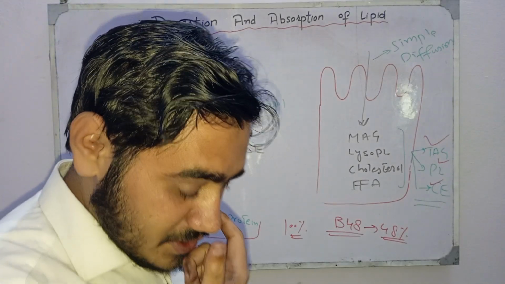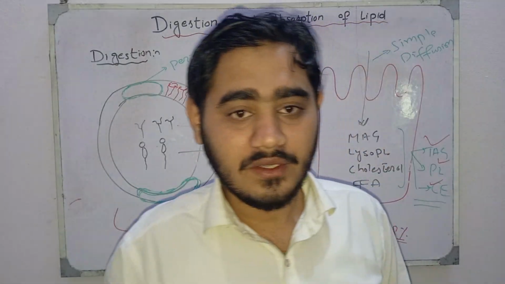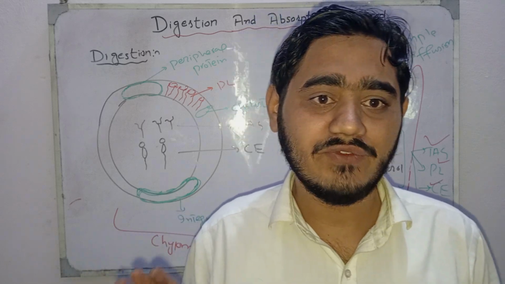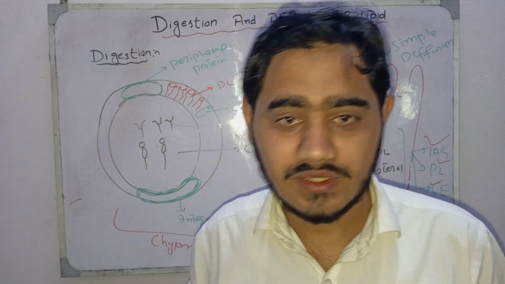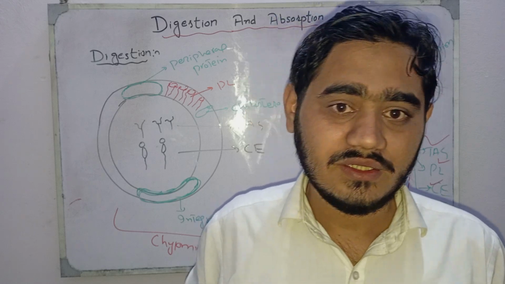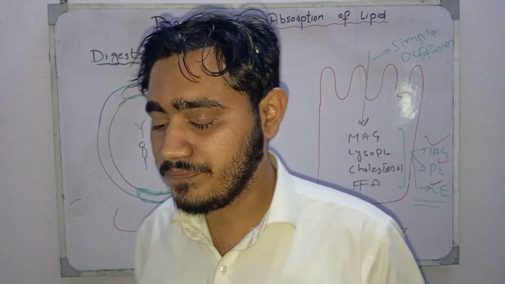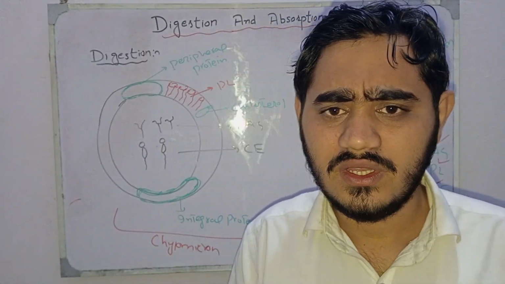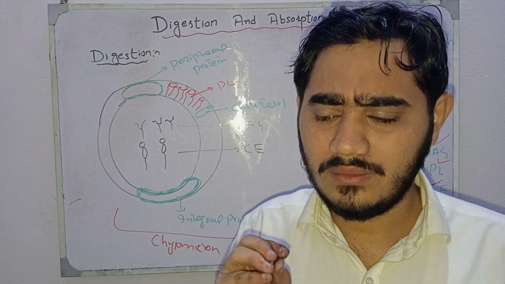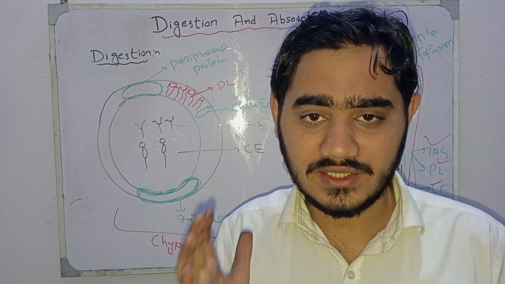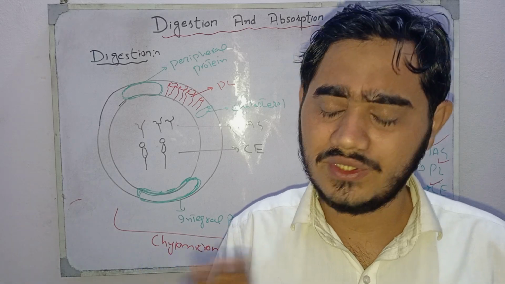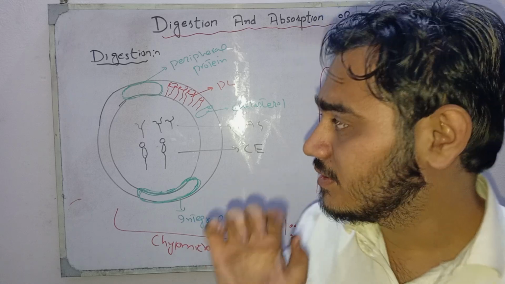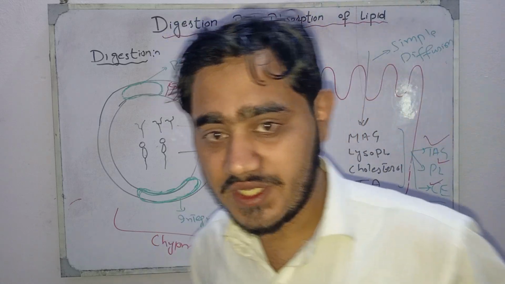Summarizing all, the digestion process occurs in the intestine. There is no digestion in the mouth and stomach. In the intestine there is digestion of lipid. In our food there are also triglycerol, phospholipid, cholesterol ester present, but triglycerol is present in the maximum amount. And the digestion process occurs in the intestine.